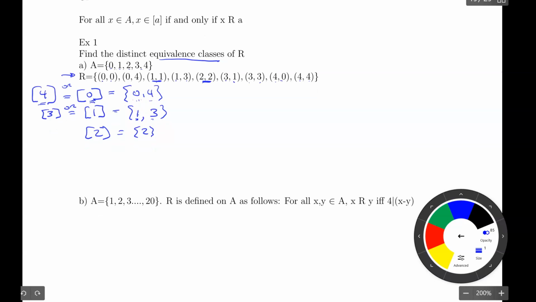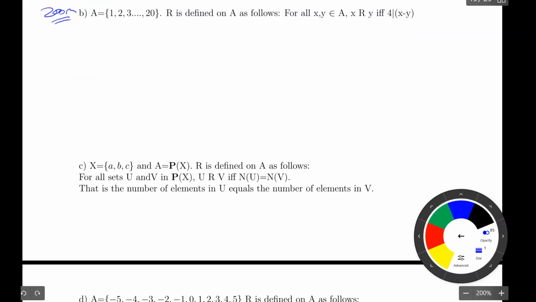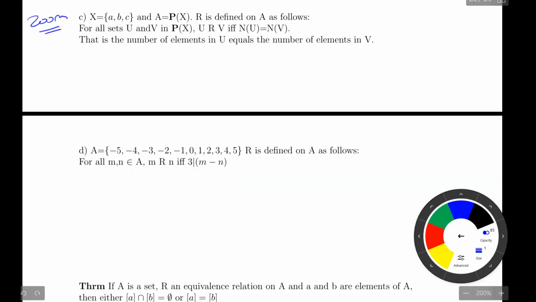All right, so I am going to let you all play with this one so that you can figure out what is in the equivalence classes where 4 divides x minus y. But anyway, I'll let you figure that one out. I'm going to let you do this one as well because I know you love Power Series.